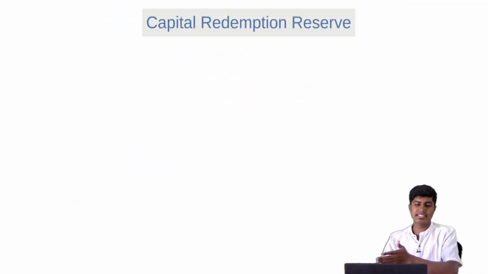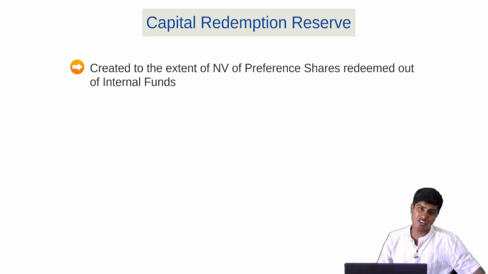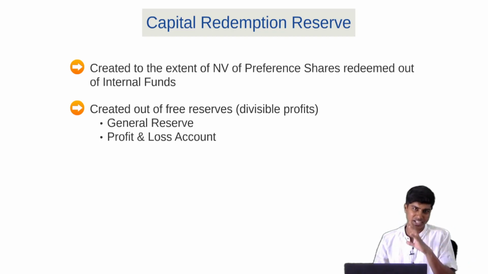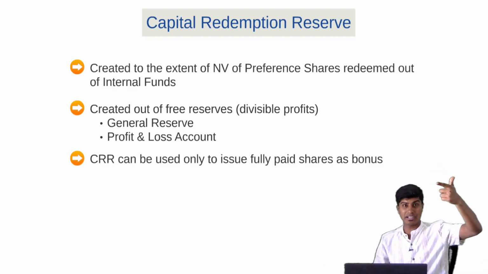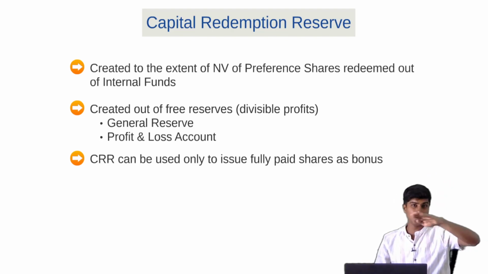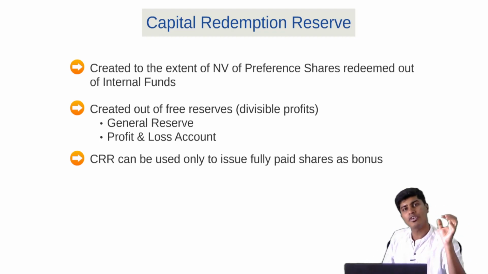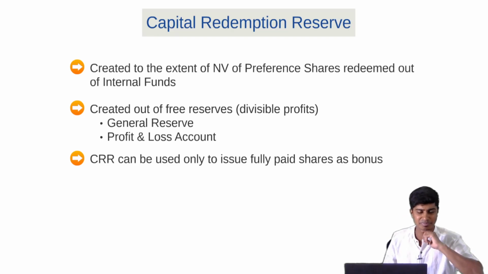Got it? Now, let's see the points with regard to CRR. CRR is created to the extent of nominal value of preference shares redeemed using internal funds. I've already mentioned this 2 to 3 times in the present video. It is created out of divisible profits or free reserves, which means general reserve and P&L account. Then CRR can be used only to issue bonus shares to restore the capital to original limits, further ensuring that there is no decrease in the value of capital, because the capital can decrease only and only by way of capital reduction under the scheme approved by the court for the purpose of internal reconstruction. Got it?